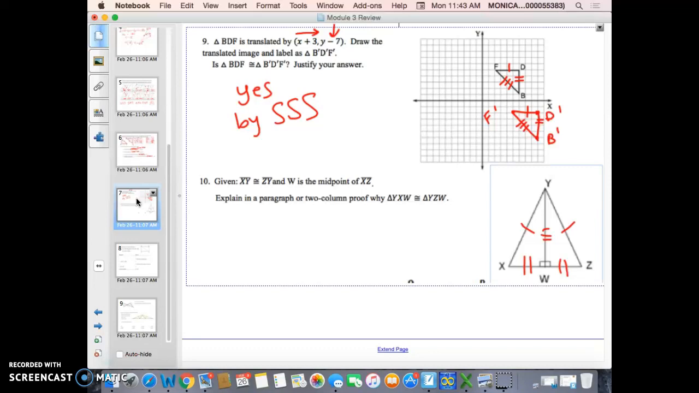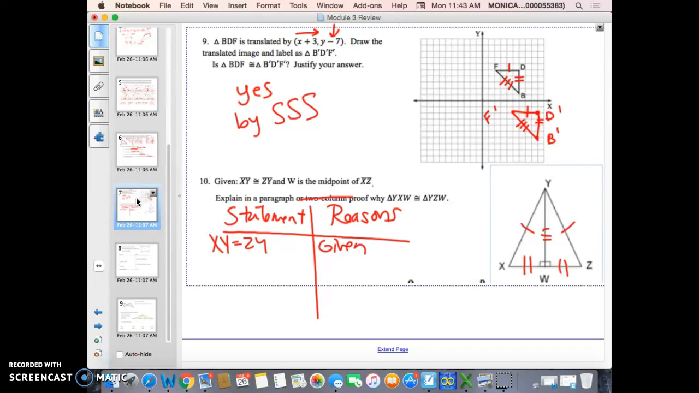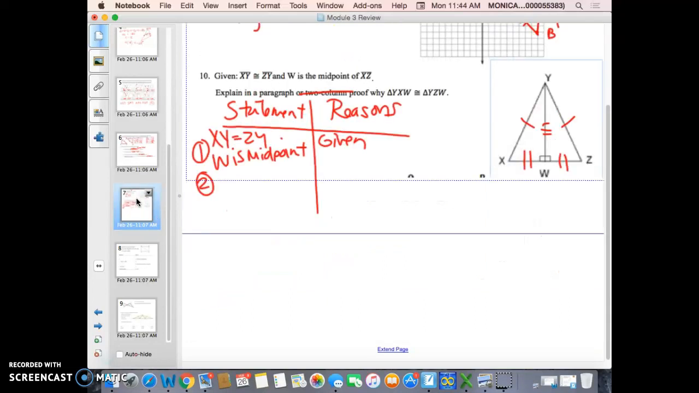So I'll just do a 2-column proof. Here's my statement. And here are my reasons. So my first is that XY equals ZY, that's given. And W is midpoint. That's also given. So that's my first statement. My second statement is that WX is congruent to WZ. And that reason is definition of midpoint.